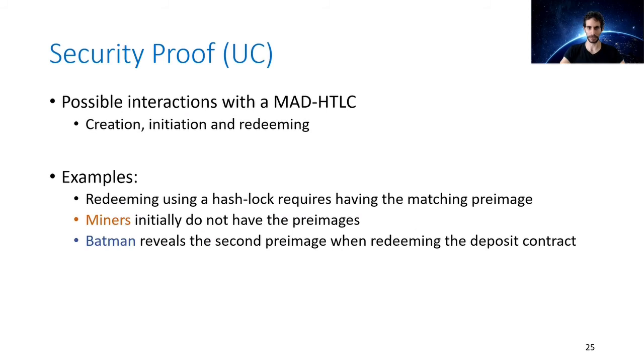Our first step is to list the possible interactions that Ant-Man, Batman, and the miners can have with the MAD-HTLC instance. These include the creation, the initiation, and the redeeming of a contract. For example, we consider that redeeming using a hashlock requires the redeeming party to have the matching preimage beforehand, or that miners initially do not have the preimages and can only learn them if they are published by a different party.